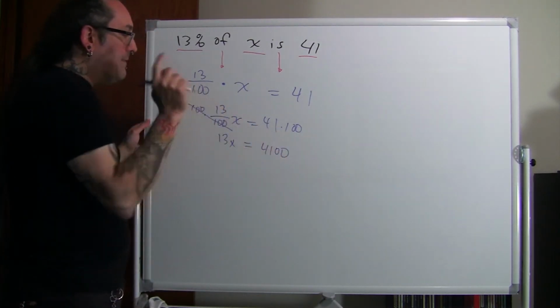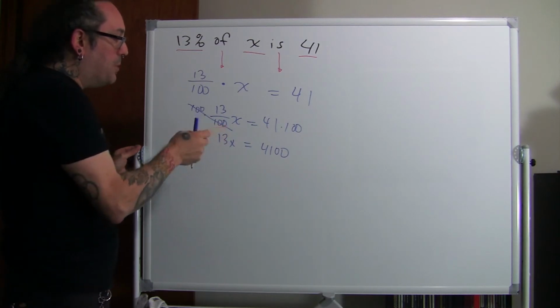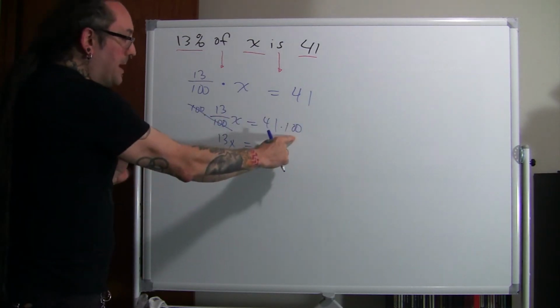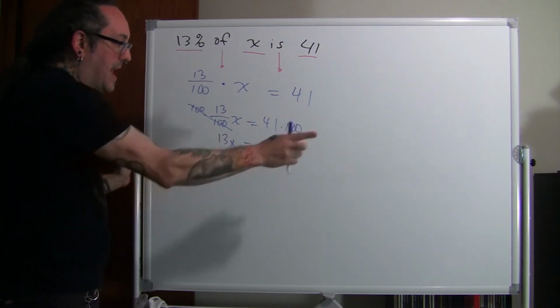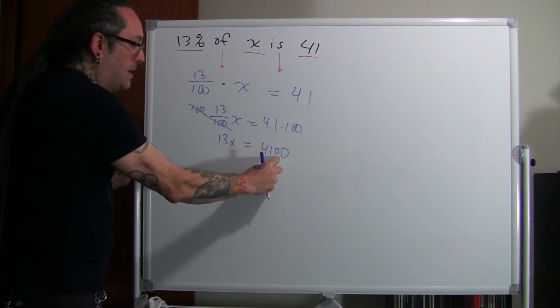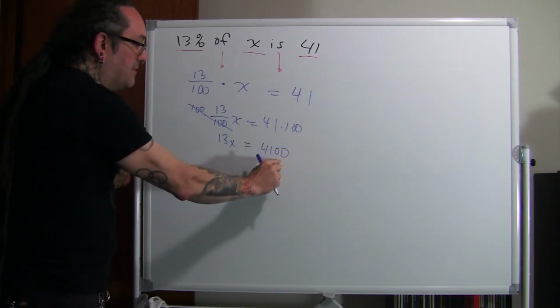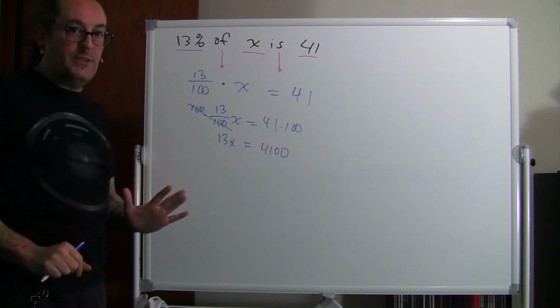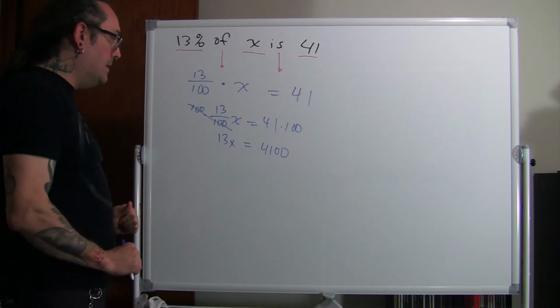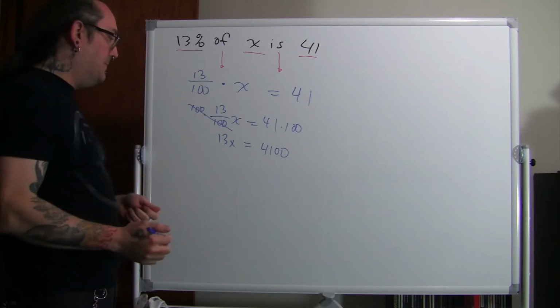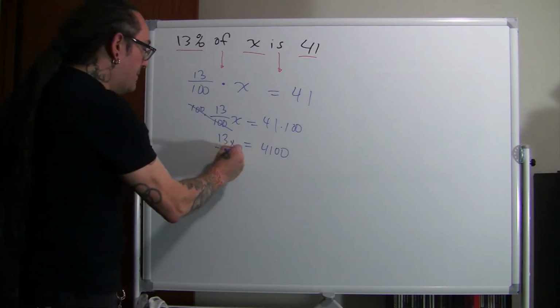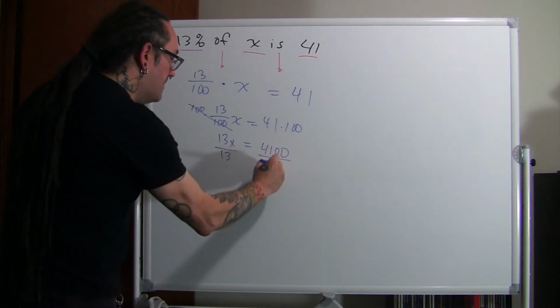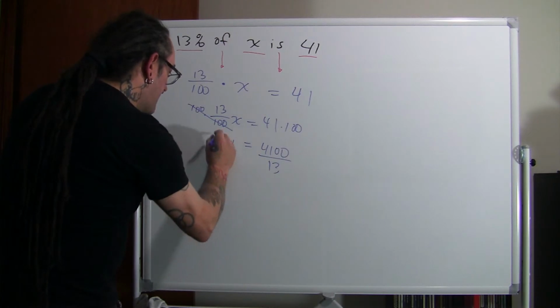And just like dividing by 100 was moving the decimal point this way, multiplying by 100 is moving the decimal point that way. 41, 1, 2. Or just add the number of zeros right on the end. Super easy, not difficult. Just try to remember these little tricks. Okay, and now to get x by itself, I divide by 13, and the 13s will cancel.